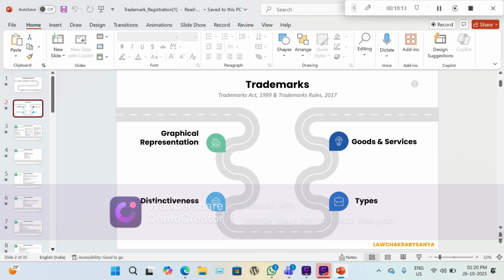And then, of course, there are different types of trademarks that we will study. Now, these are the essential elements of what a trademark should carry. You should know all of this from a legal point of view to be able to tell your client, anybody who comes to you for registration of a trademark, whether it is even capable of being registered as a trademark. So first of all, it should be for some goods or services.